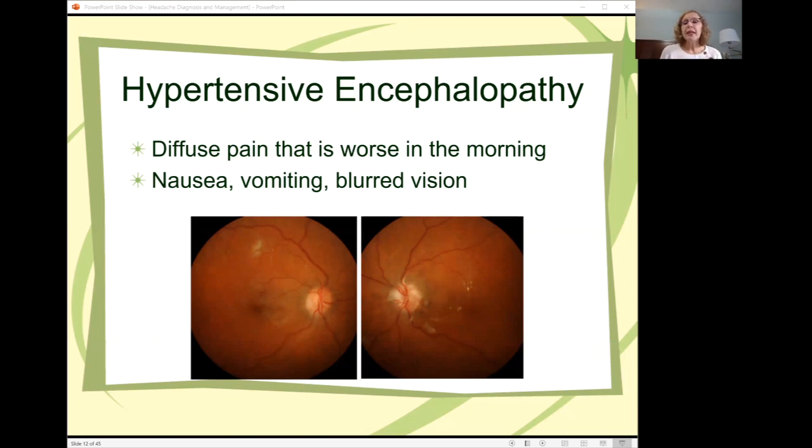Hypertensive encephalopathy usually occurs with blood pressure that is higher than 200 over 130. These headaches are worse in the morning and improve through the day. These images show a patient that we saw with headaches and bilateral disc edema secondary to hypertension. The patient's blood pressure was 260 over 140 when she was originally seen.